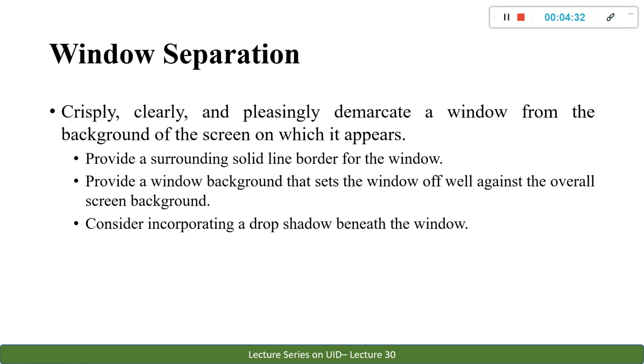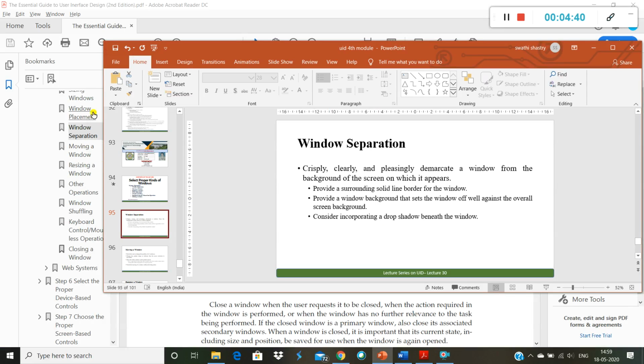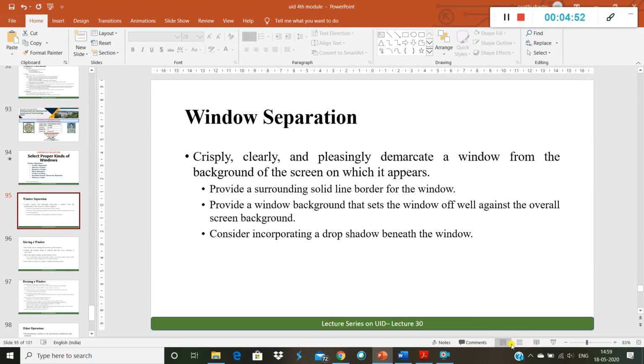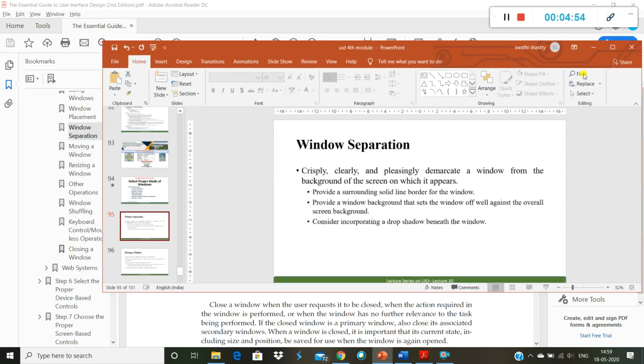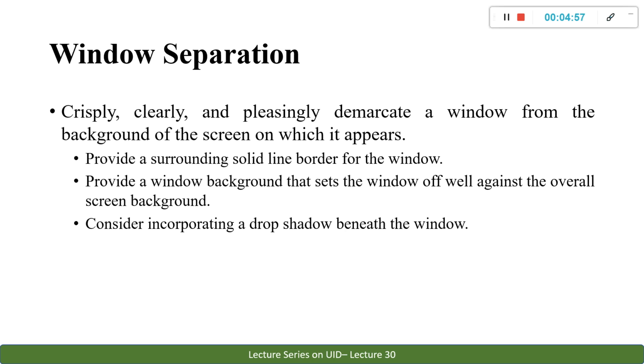The third kind of separation you can provide is to consider incorporating a drop shadow beneath the window. It's clearly visible here. You can find a drop shadow of the presentation onto the Word file that you have. This kind of drop shadow, this kind of differentiation, can also give you a demarcation of a window.